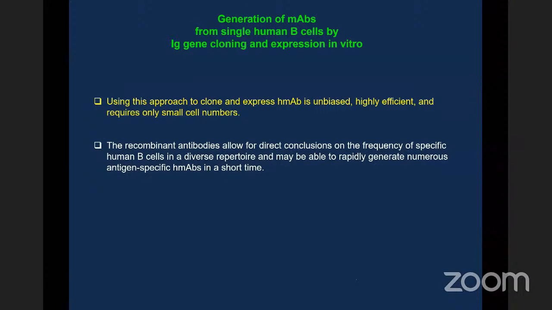Using this approach to clone and express human mAb is unbiased, highly efficient, and requires only small cell numbers, which is a very big advantage considering making human monoclonals. The recombinant antibodies allow for direct conclusions on the frequency of specific human B cells in a diverse repertoire and may be able to rapidly generate numerous antibody-specific human monoclonals in a very short period of time.